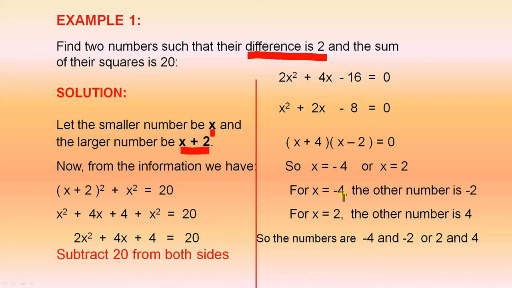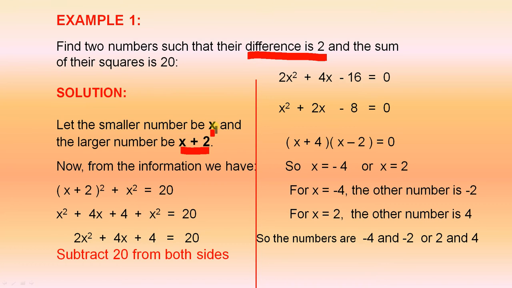For x is minus 4, the other number is minus 2. See, because there's a difference of 2. So one of them is minus 4 and the other one is minus 2. When x is 2, the other number is 4. So that's from the information here. You can quite easily work that out from that information there.